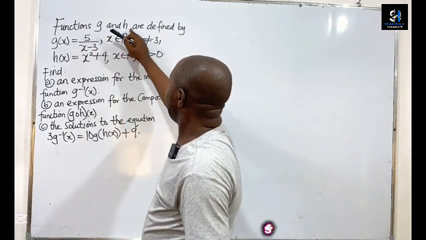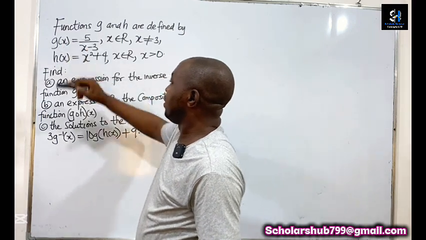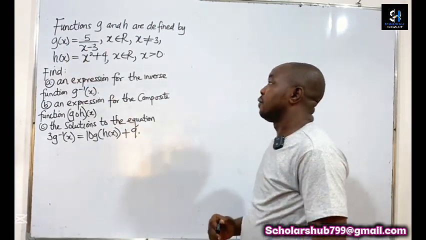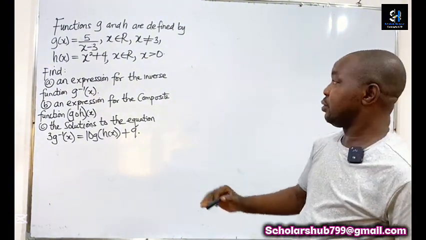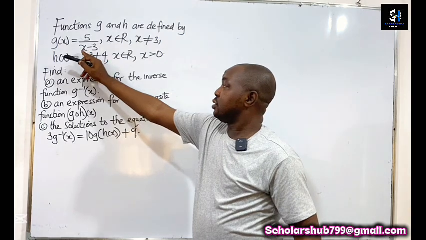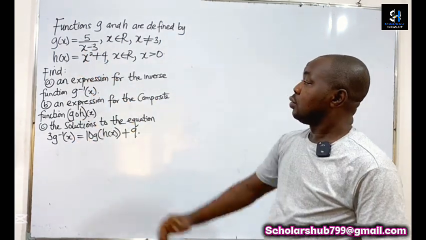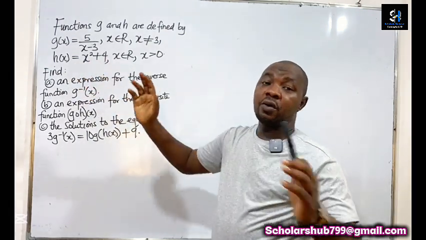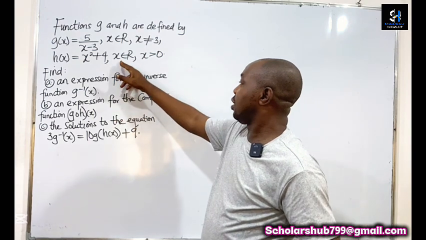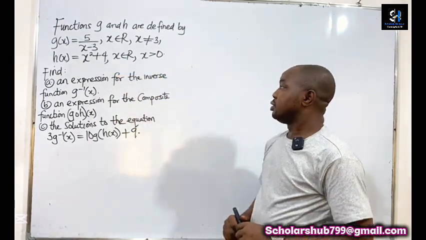Functions g and h are defined by g of x equals 5 over x minus 3 for all real values of x, and x is not equal to 3 because this will be undefined when the value of x is 3. Also, h of x equals x squared plus 4 for all real values of x, and x is greater than 0.